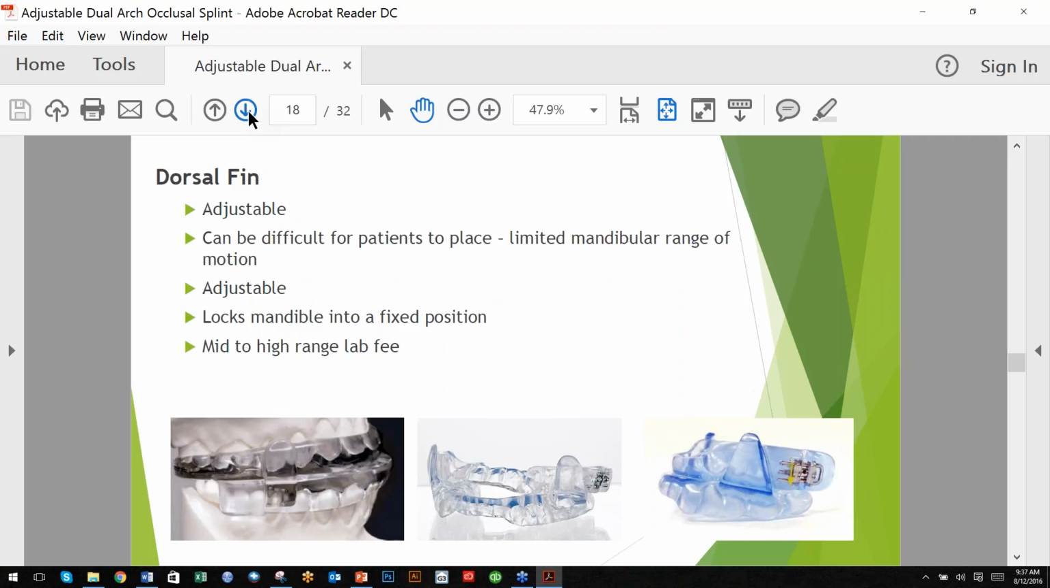Let's talk about dorsal fins. Obviously, dorsal fins are adjustable. They can be difficult for patients to place. So just the nature of them is, depending on the type of dorsal fin, you have to open wide. And people with limited mandibular motion or people that have a sensitive gag response, those folks find these types of appliances a little difficult at first.